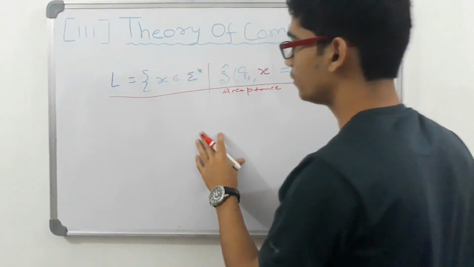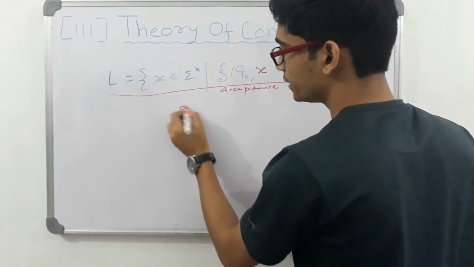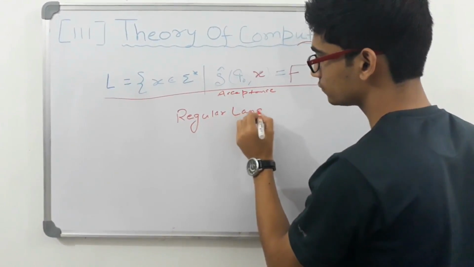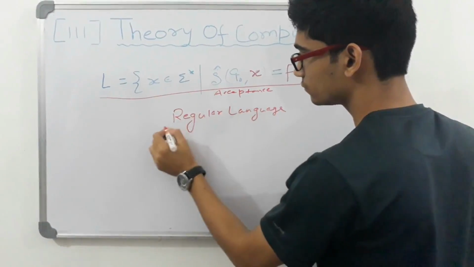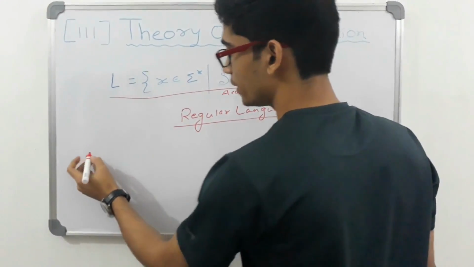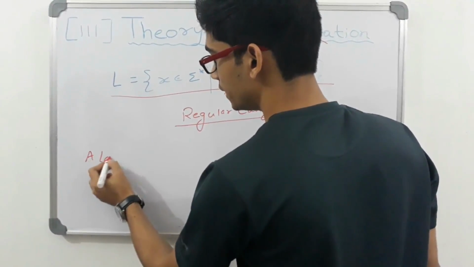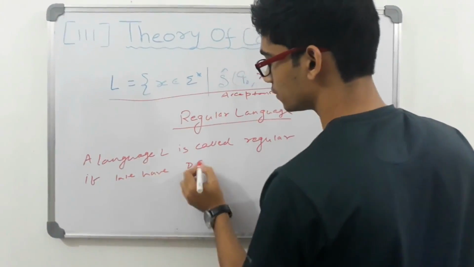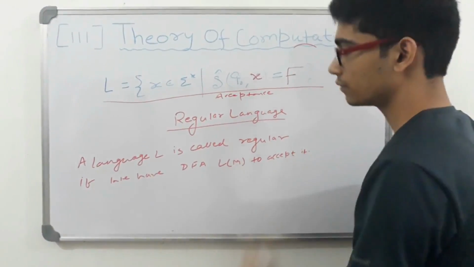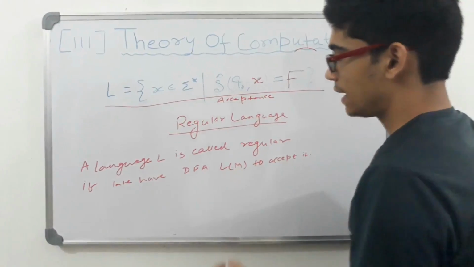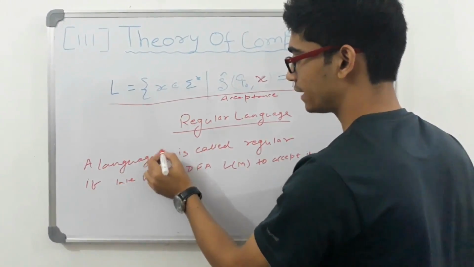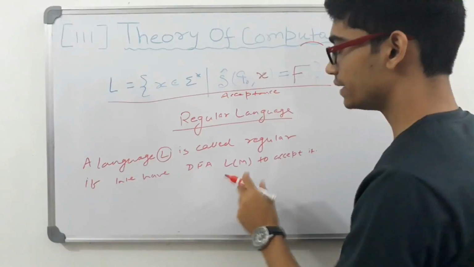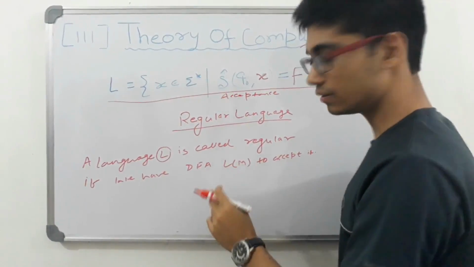Okay, now let us talk about regular language. Let me write the definition first. I have termed this language L regular. A language is called regular if we can draw a DFA for it. Okay, so we were drawing DFAs.